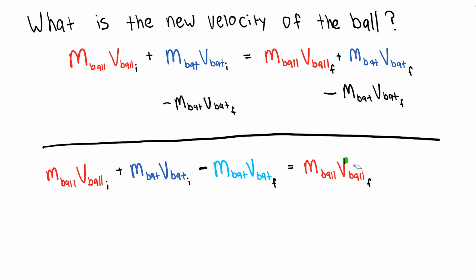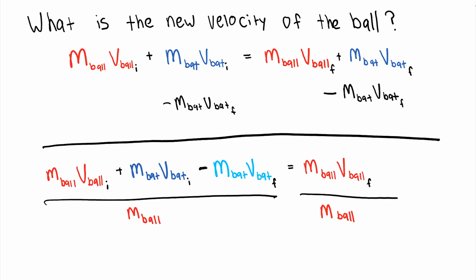need to divide, because this is being multiplied by the mass of the ball, and I've got to get rid of that. So I divide this whole side by the mass of the ball, and I divide this whole side by the mass of the ball. Once I divide both sides by the mass of the ball, these two cancel. So this cancels with this, and this goes away. The final velocity of the ball is the initial momentum of the ball plus the initial momentum of the bat minus the final momentum of the bat, divided by the mass of the ball.